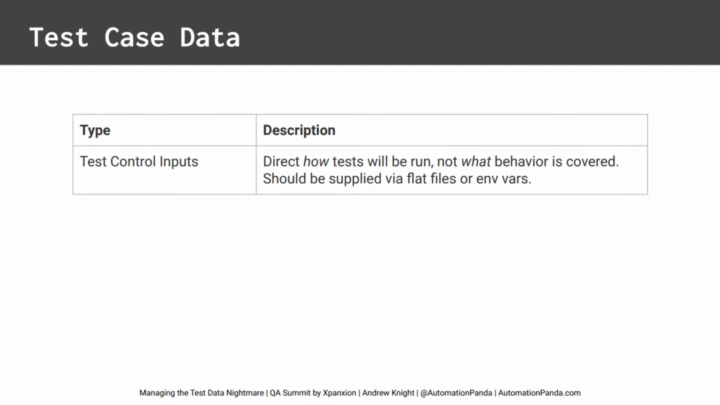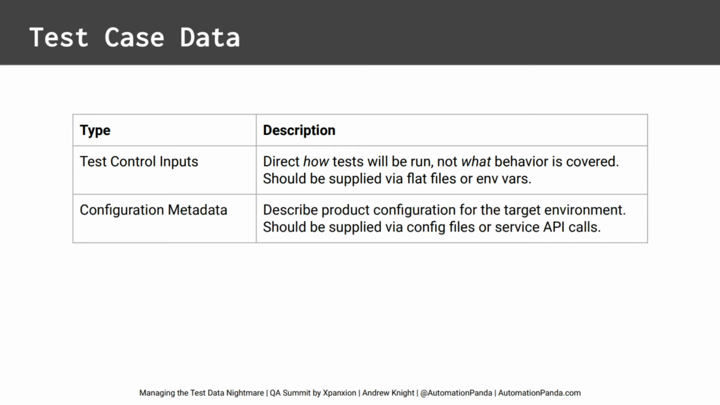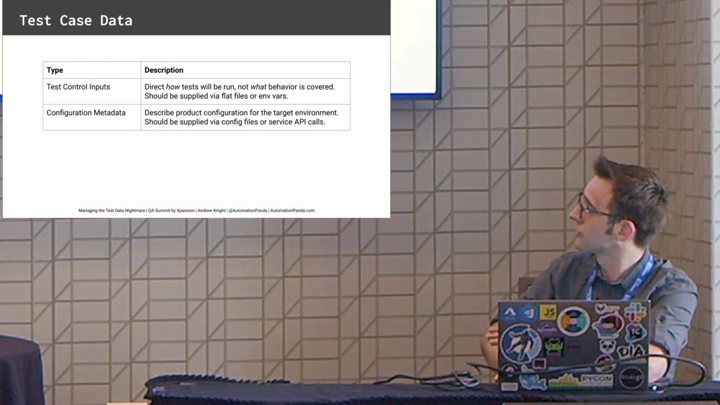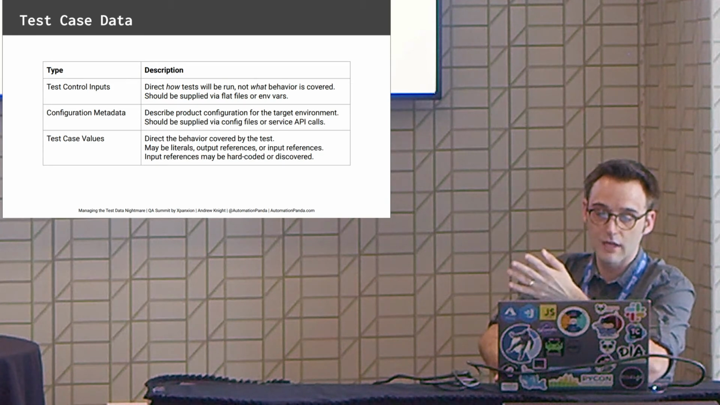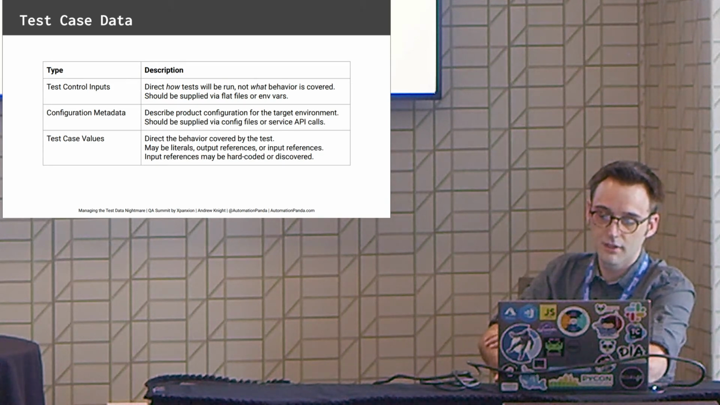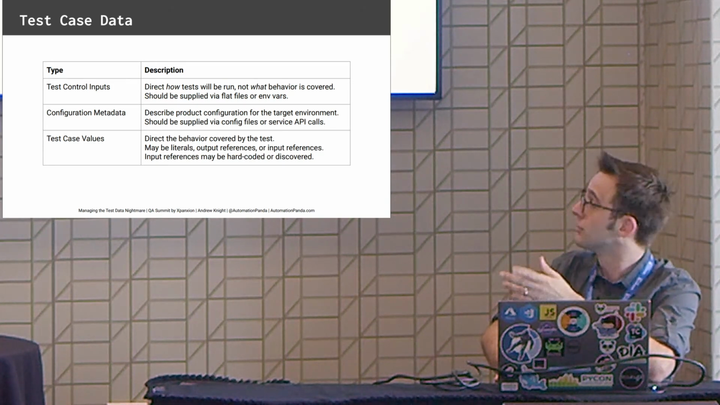In summary, test control inputs direct how tests will be run, not what behavior is covered. They should be supplied via flat files or environment variables. Configuration metadata describe product configurations for the target environment. They should be supplied via config files or service APIs. And test case values direct behavior covered by the test. They may be literals, output references, or input references. And input references may be hard-coded or discovered.